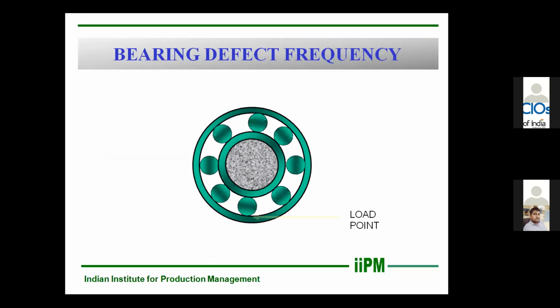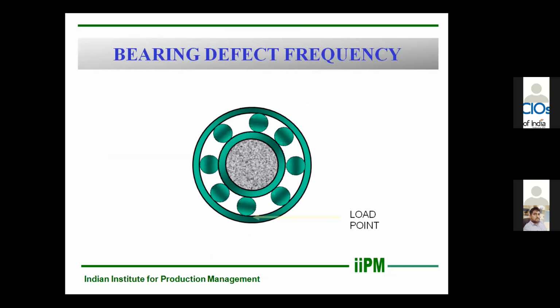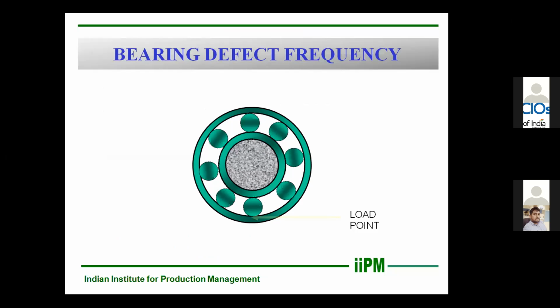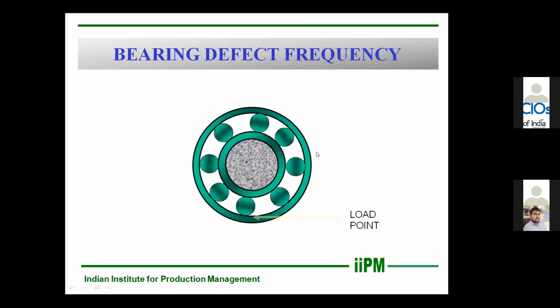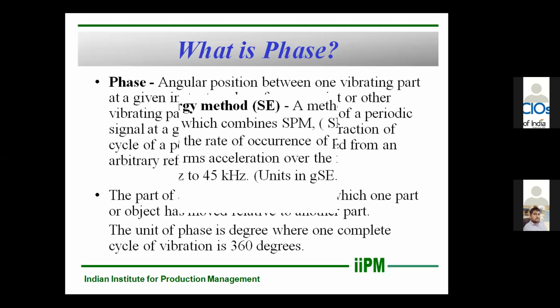Same thing you can get with bearing defects, whether it is a problem in the inner race, outer race, or cage. It will generate peaks at the bearing defect frequency, that is, number of balls into RPM of that machine. At that frequency, your peak will be generated. And this is spike energy. What I told is shock pulse. It is generally used to identify defects, early defects in a bearing, by seeing the peak in the ultrasonic zone.